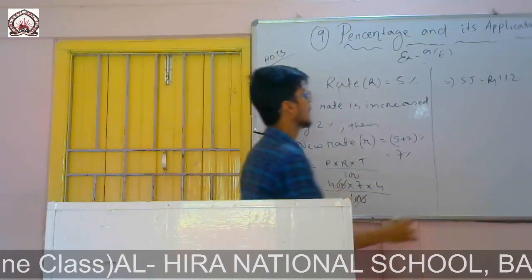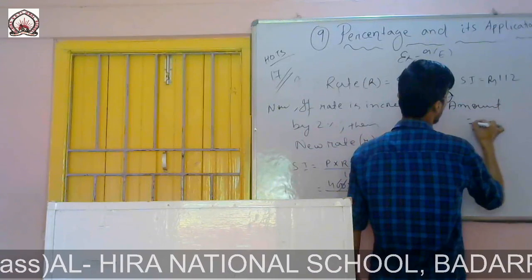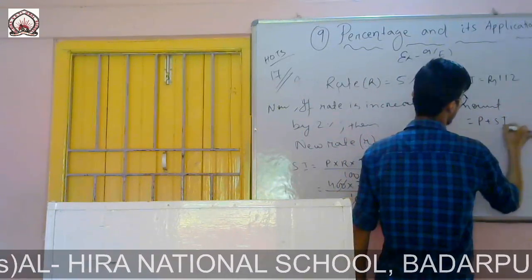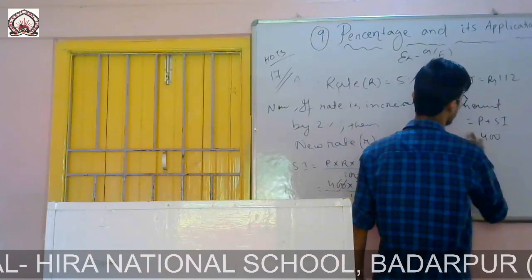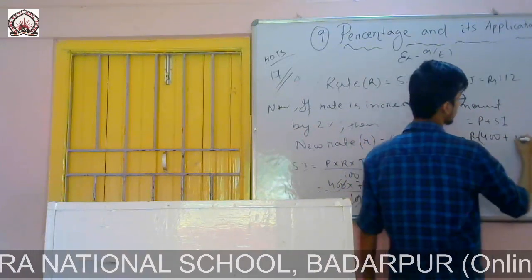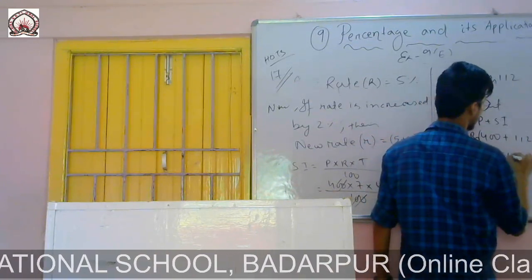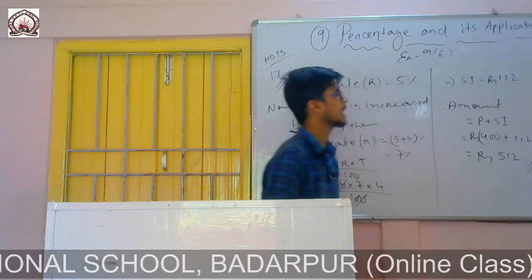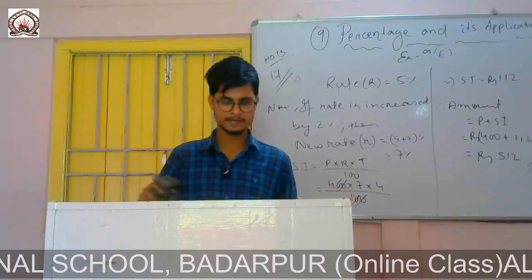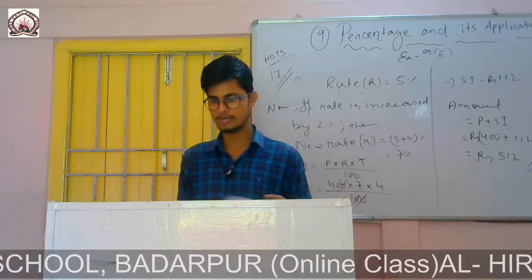Now we can find the amount easily. Therefore, amount will be principal plus SI. Principal is 400 rupees, plus SI which is 112. That means it is 512. So this is the amount, 512. This is the end of this exercise and this chapter also.